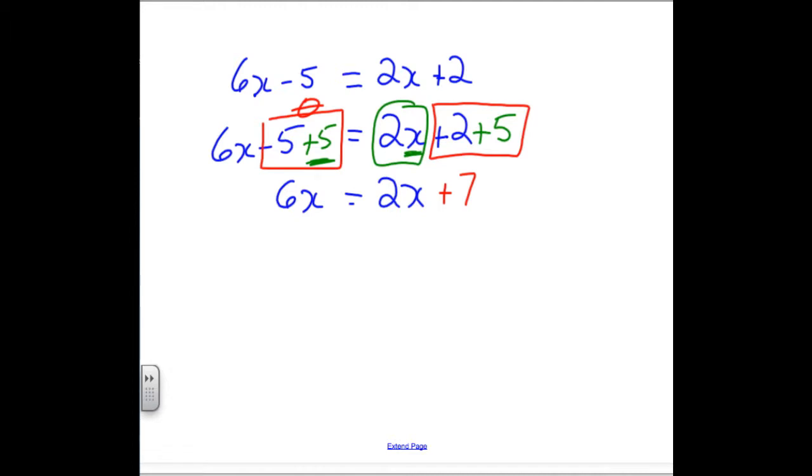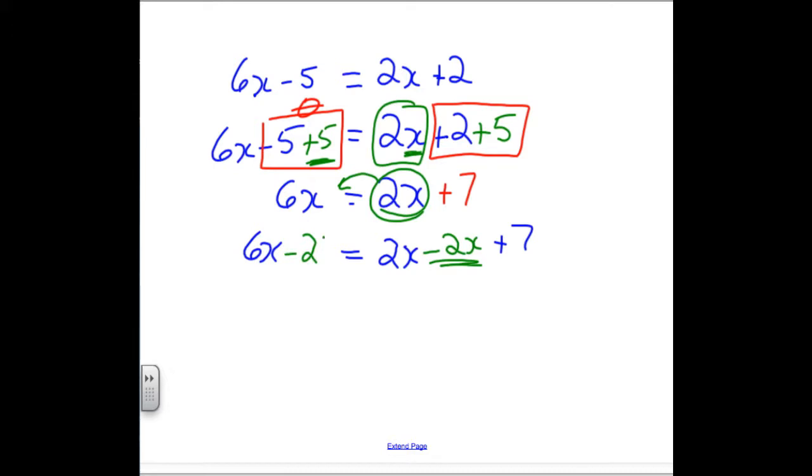So now what I want to do in the next step is get my 2x over to the opposite side. And the way that I do that is if I had 2 x's, the opposite of positive 2x is going to be negative 2x. And of course, I still need to add my plus 7 because it's still there. So remember, what I have my 6 x's over here, but what I do to one side, my subtracting 2x, I need to do over here.